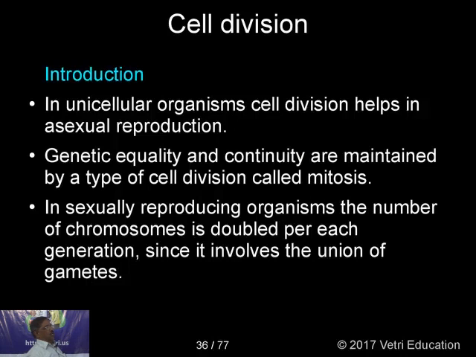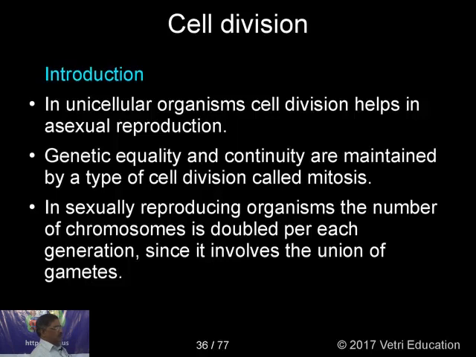In unicellular organisms, cell divisions help in asexual reproduction, whereas genetic equality and continuity are maintained by a type of cell division called mitosis. This is another important thing regarding mitosis. After mitosis, one cell gives two cells, and the two cells have the same genetic constitution as the parent cell. That is very, very important here.